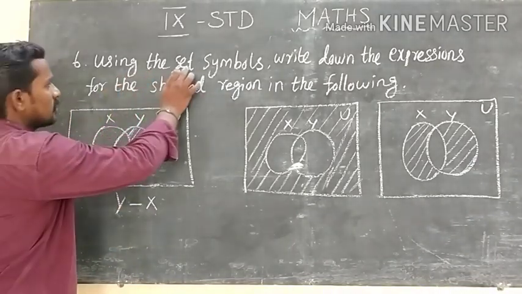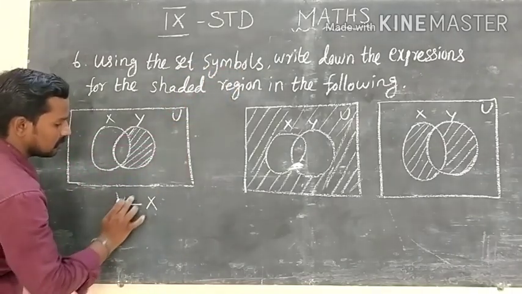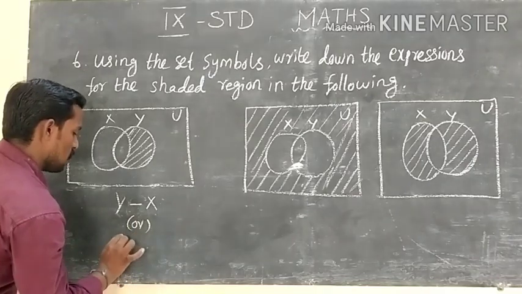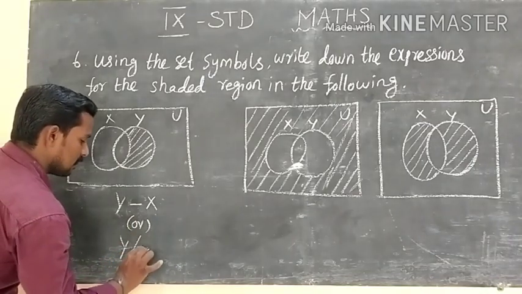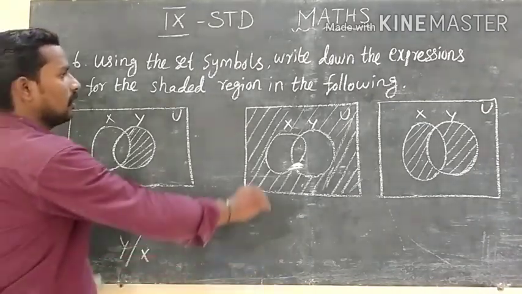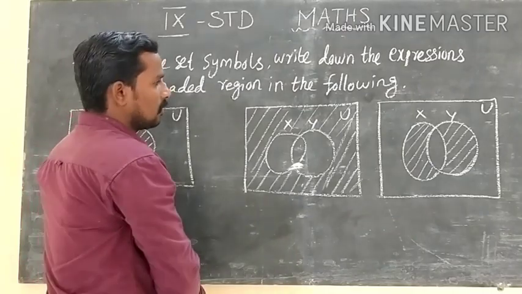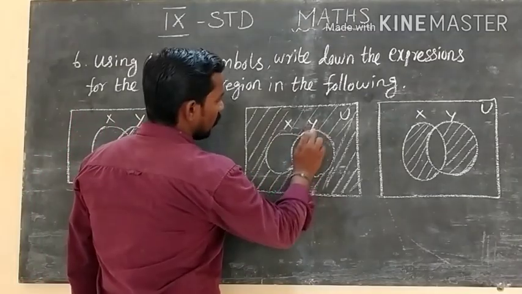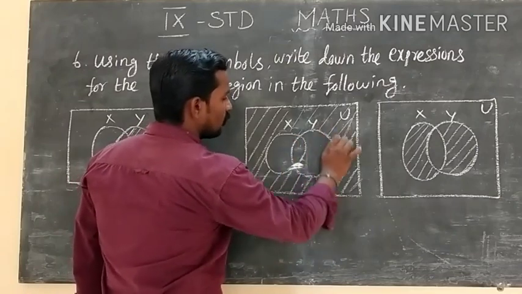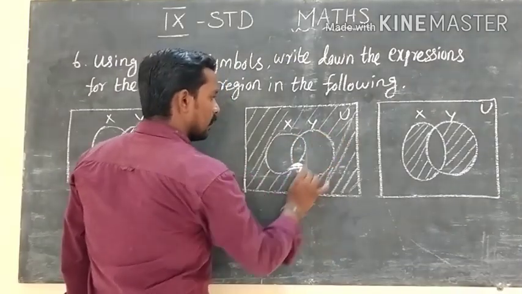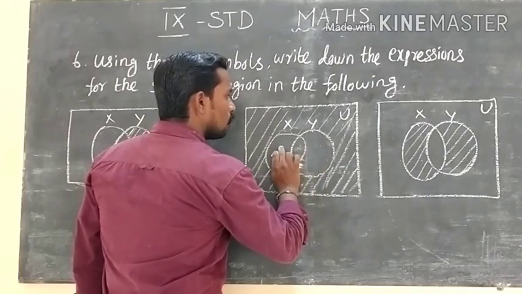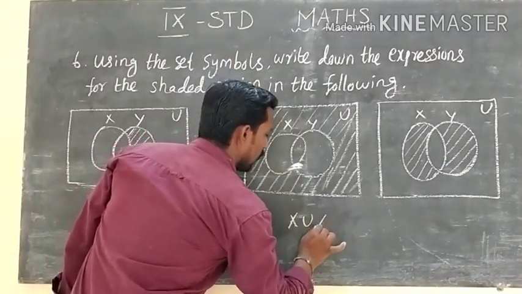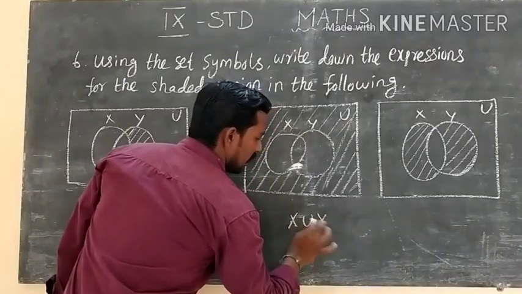So here we use the set symbol difference: Y difference X. Then the second diagram, carefully look. Here only X and Y are missing. All the remaining portions are shaded. So X and Y together are missing.